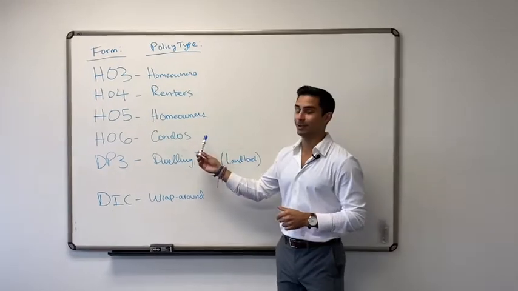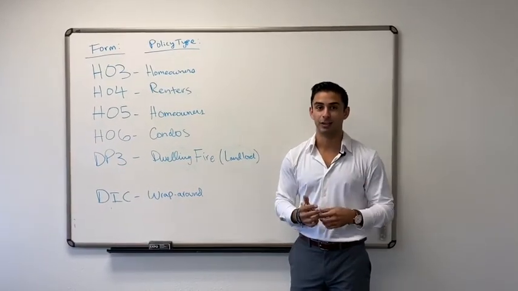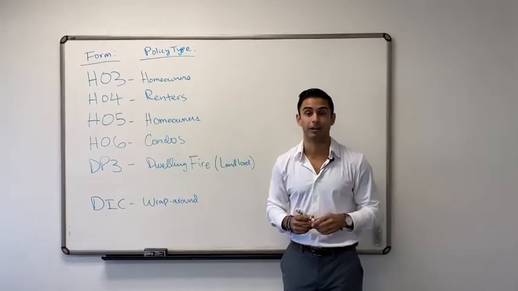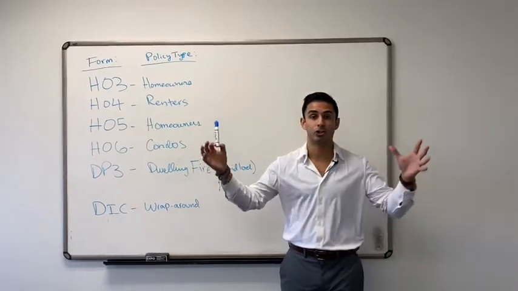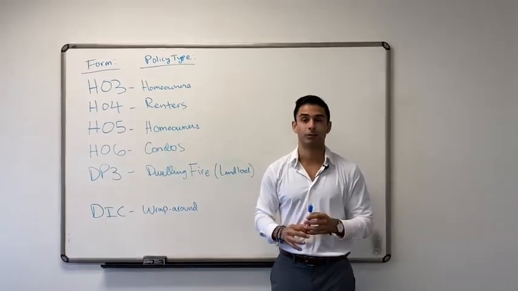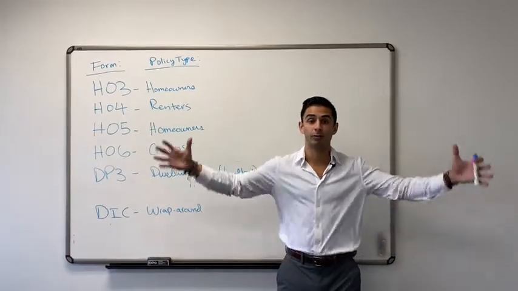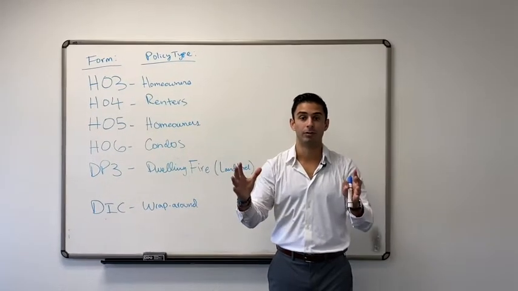So then we go into the HO6. This is a condo policy. This one's a little bit tricky and it's hard to recognize sometimes. Also, townhomes fall into this category as well. The reason you would have a condo is usually it's a shared wall complex where there's an HOA. So an HOA typically owns the building and you own a condo, a unit within that building.